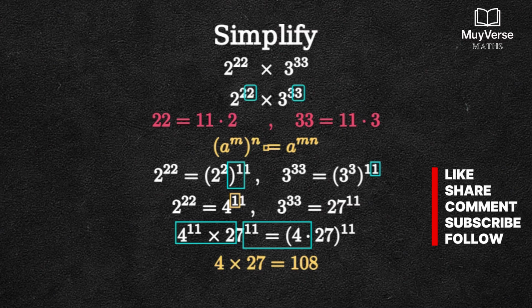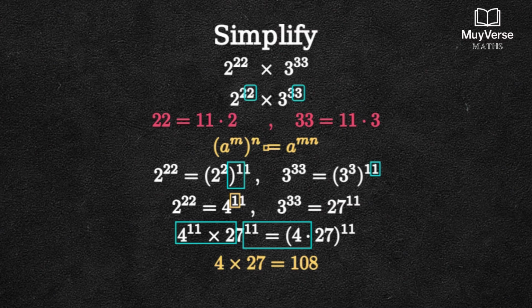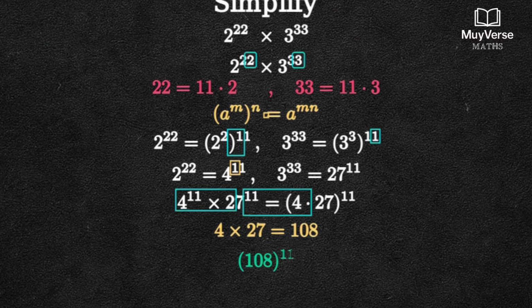Recap in one line. 2^22 times 3^33 equals 108^11.